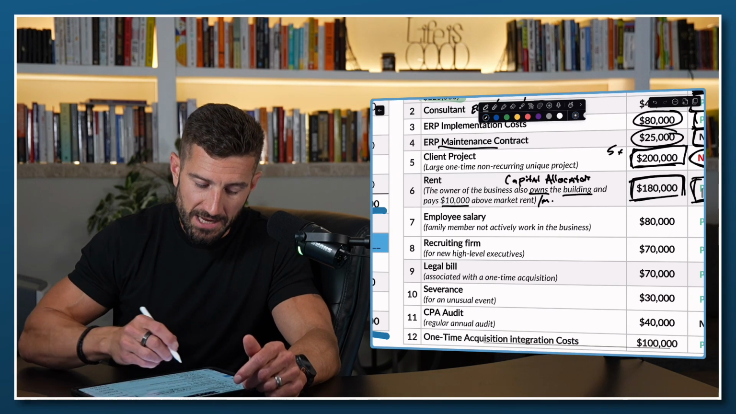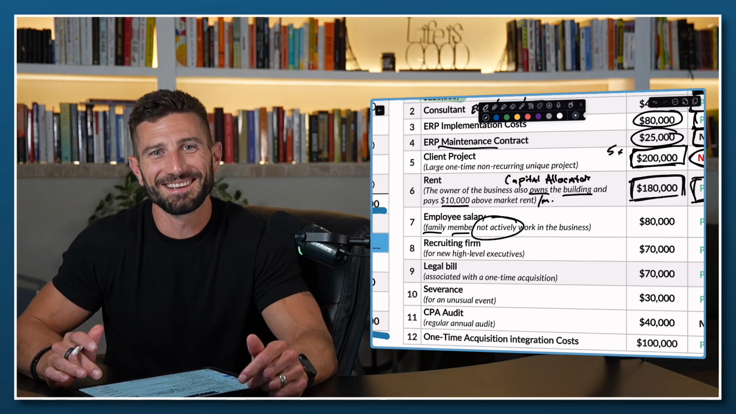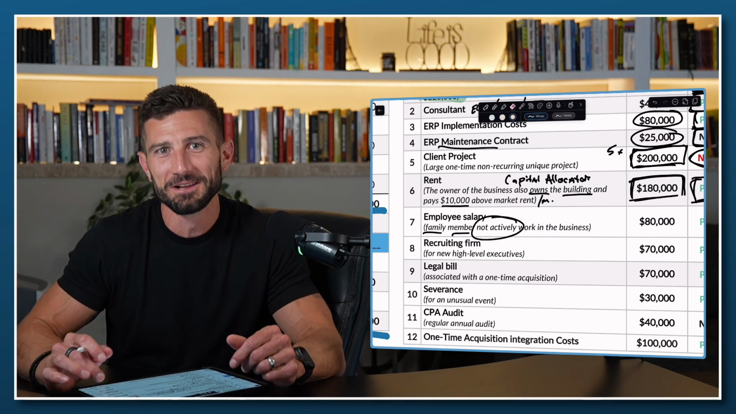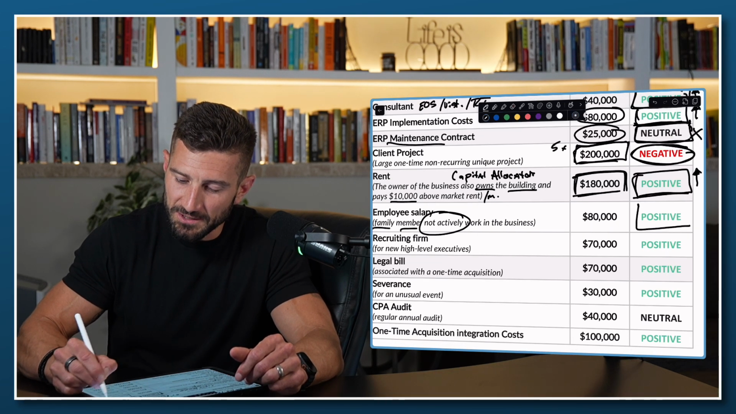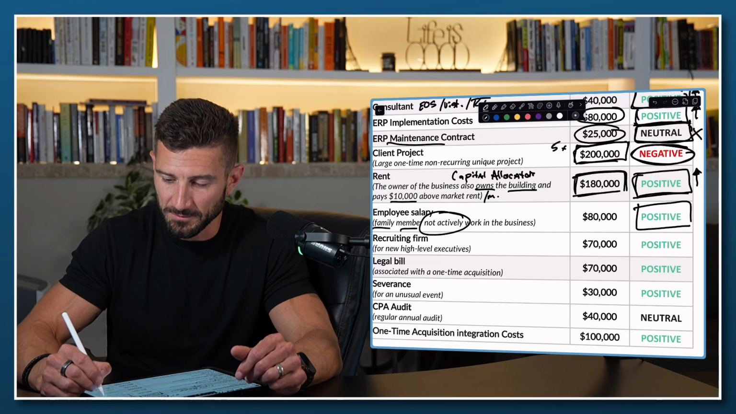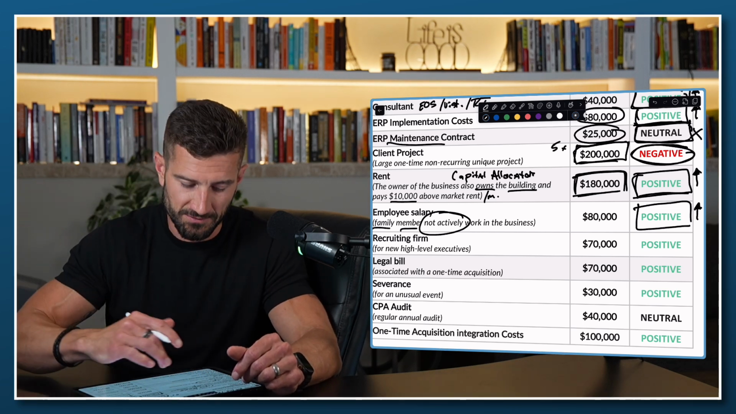Over here, employee salary, family member, not active in the business. I'm getting 401k matches and got health insurance, right? All of those costs would be positive because we have costs in the income statement that are not there. So it would be an add back and it would be increasing in value.